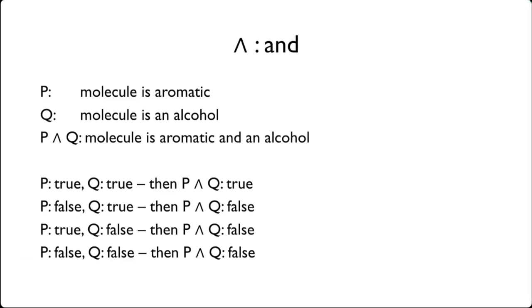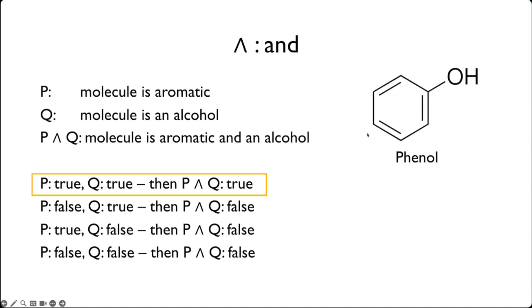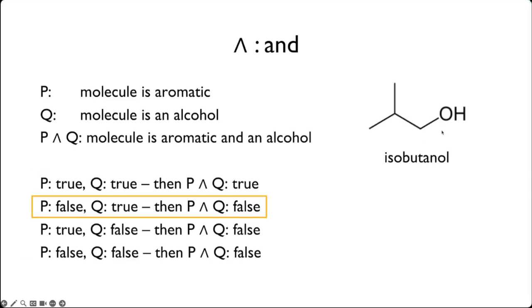Okay. So for example, here is a molecule, phenol. This ring structure, if you're not familiar with chemistry, means it's aromatic. The OH means it's an alcohol. So both of these are true. This would be an instance in which P and Q is true because P is true and Q is true. I might have isobutanol. Well, this is no longer aromatic, so that makes P false. The combined two-part statement P and Q is also then going to be false.